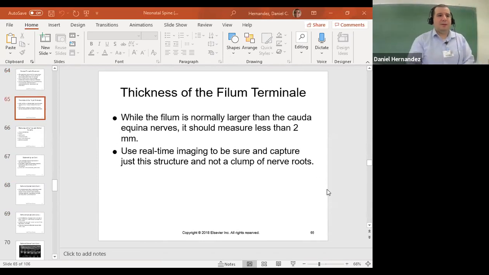So thickness of the filum terminale. While the filum is normally larger than the cauda equina nerves, it should measure less than 2 millimeters. With real-time imaging, be sure to capture this structure and not just a clump of nerve roots.